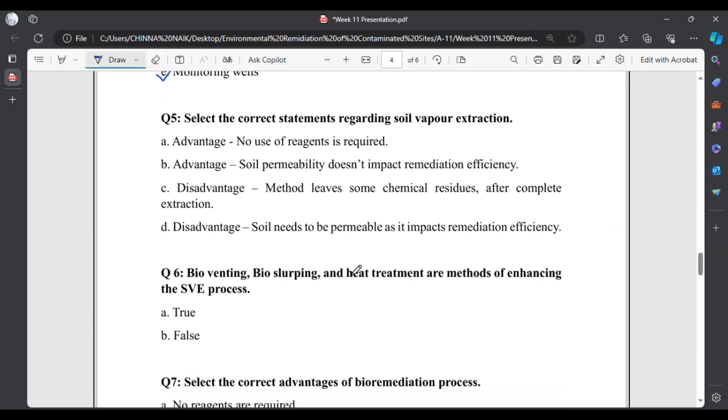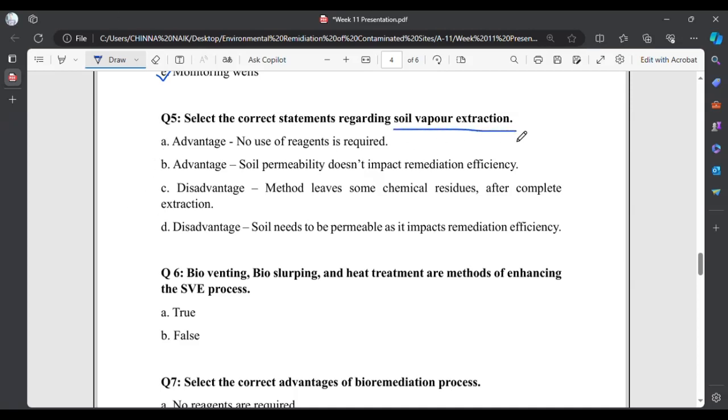Question number 5. Select the correct statements regarding soil vapor extraction method. Again, here they discuss a few advantages and disadvantages. So option A, they are saying advantage: no use of reagent is required. Is it correct?